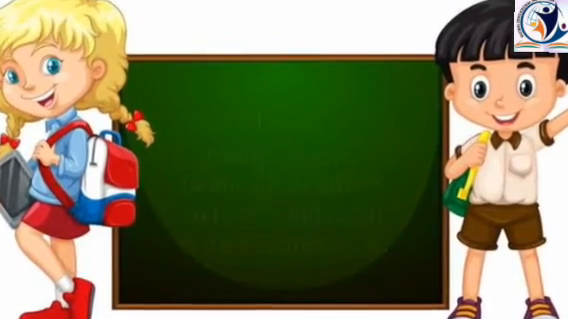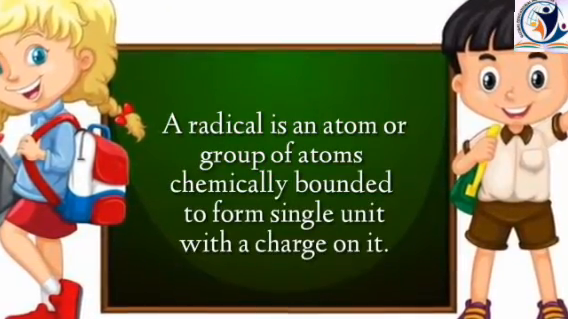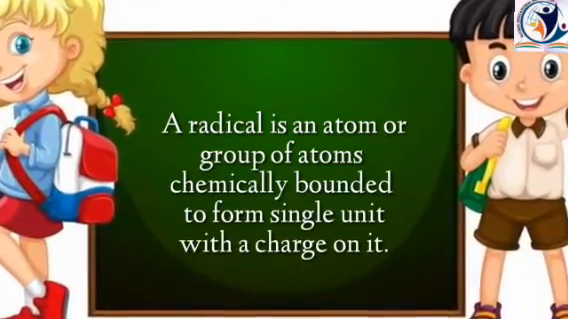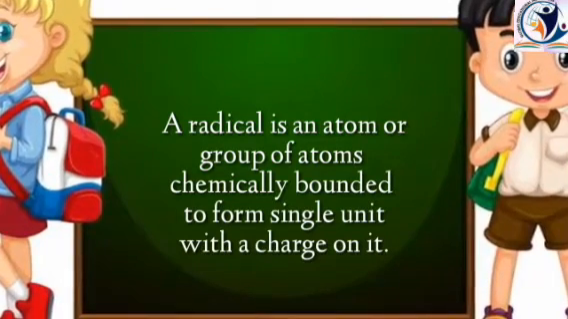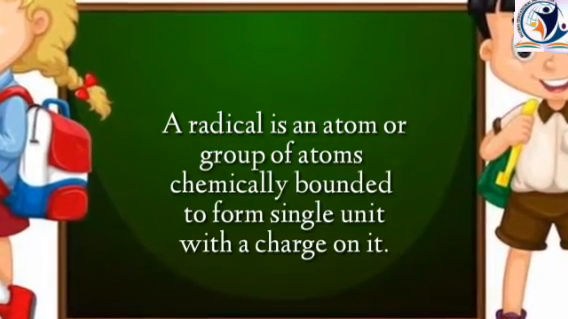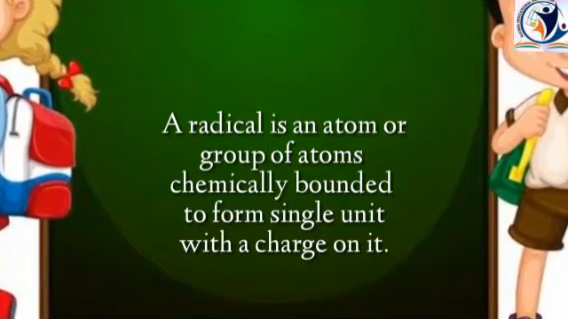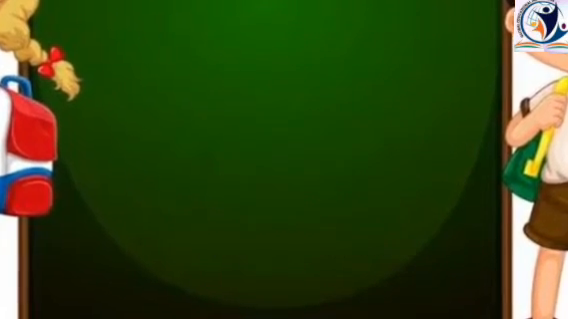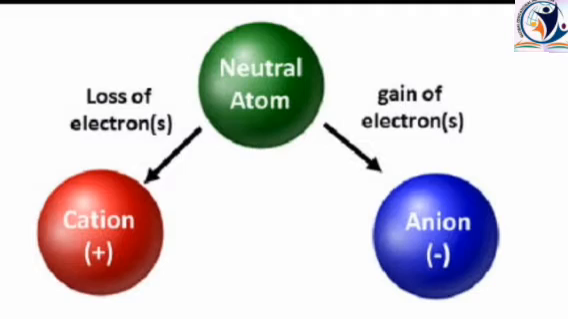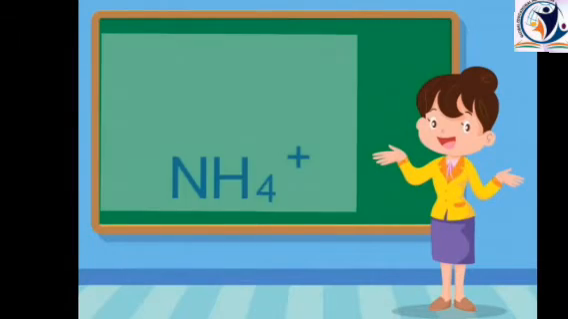Now we can define a radical very easily. A radical is an atom or group of atoms of different elements chemically bonded to form a single unit with a charge on them. The charge can be positive, the charge can be negative. Radicals can also be called ions. A positively charged radical is called a cation, for example NH4 plus. And a negatively charged radical is known as an anion, that is OH minus, which we say as hydroxide ion.